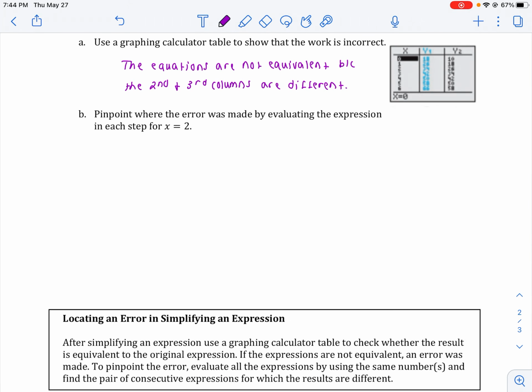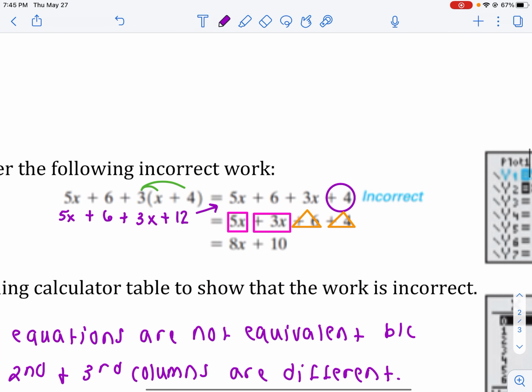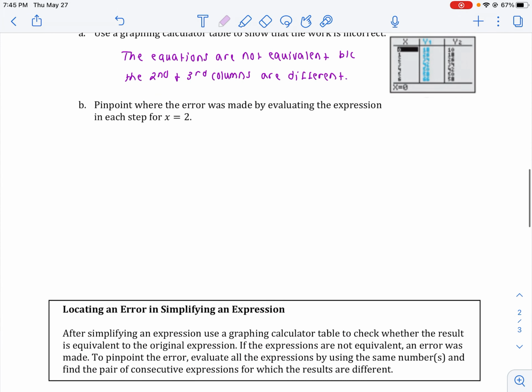However, there are additional ways to pinpoint the error. And so the way that the textbook has you do that is that we're going to evaluate the expression in each of the steps up here. So you've got the very beginning expression, you've got a second line, a third line, and a fourth line. So we've got 4 lines that we're going to check. And we're going to plug in x equals 2 for those 4 lines.